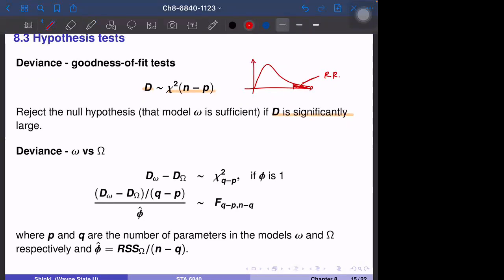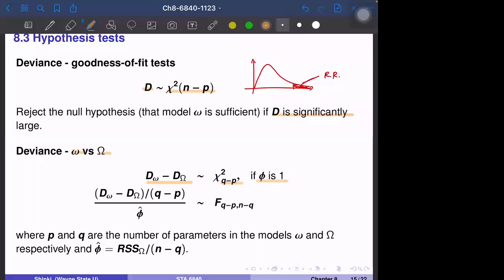And for the deviance test to compare the smaller model and the larger model, we use the difference in two deviances: D of omega minus D of capital omega. So deviance is larger for the smaller model, so D lowercase omega minus D uppercase omega is a positive number. And this follows a chi-square distribution with degrees of freedom q minus p. Q minus p is the difference in the number of parameters between the smaller and larger model, so the larger model has q and the smaller model has p.